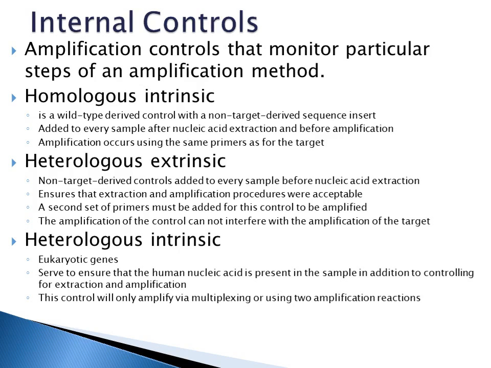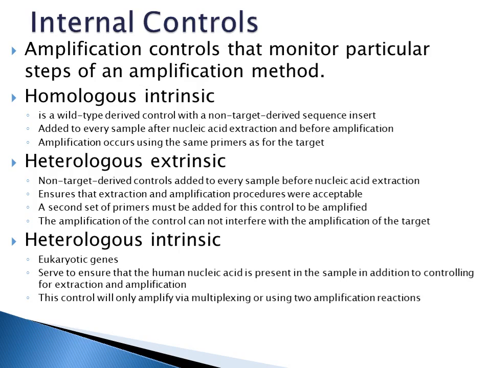It's added to every single sample after you extract your nucleic acids, but before you amplify. And amplification occurs of this non-target sequence using the same primers as for the target sequence. In the heterologous extrinsic control, again, it's a non-target derived control. It's added to every sample before you extract your nucleic acids. This control ensures that your extraction and amplification procedures were acceptable.